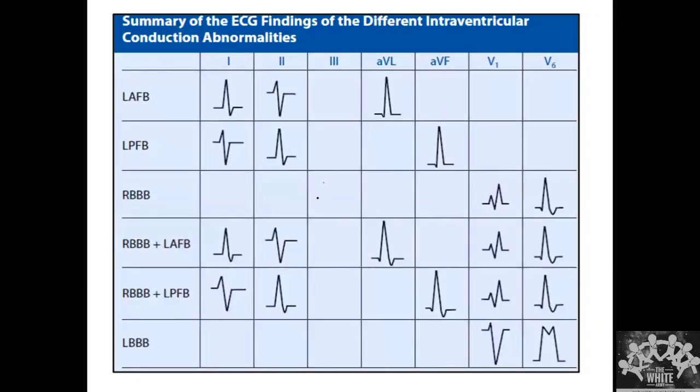So that is what I wanted to summarize. In right bundle branch block, we saw RSR with a wide S wave. Then in left bundle branch block, the pattern is a QS, William and Marrow. This is Marrow, this is William.